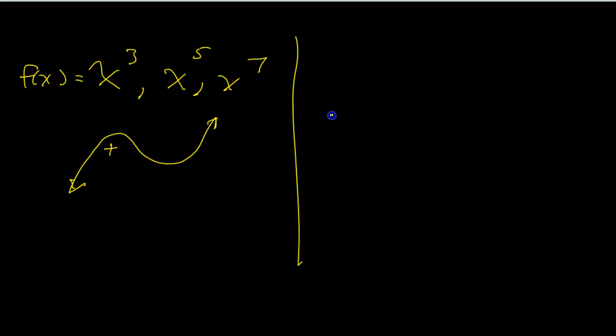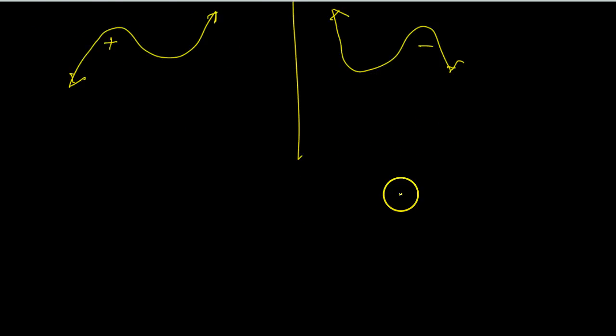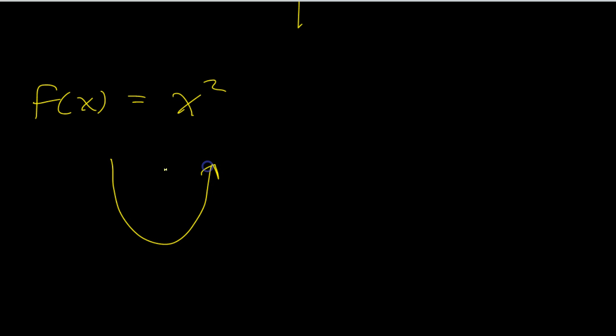The negative version would be like an upside down N. Okay, so this would be the negative version. How do even functions look? So say if I have f of x equals x squared. What kind of shape do these things make? Yeah, like a parabola. All right, and this would be the positive version, and this would be the negative version.